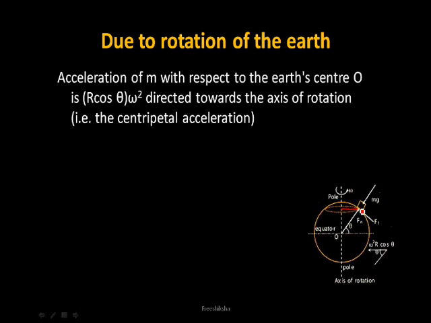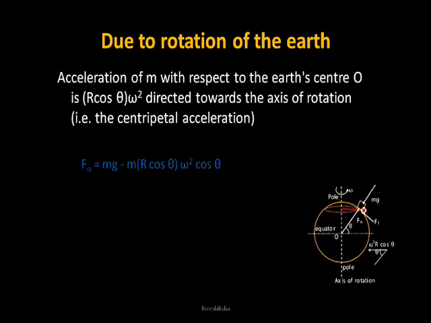So this is nothing but the radius of earth into cos theta. We have already taken theta here. So r cos theta omega square, this will be the acceleration. This will be directed towards this center, the axis of rotation.